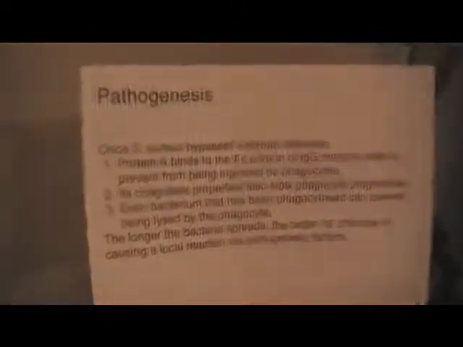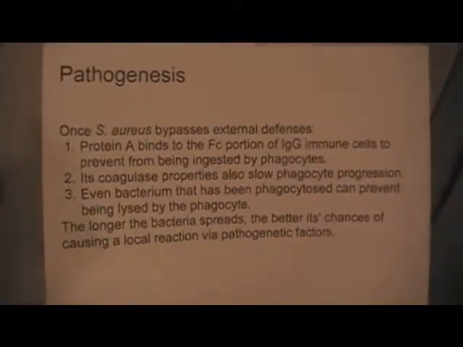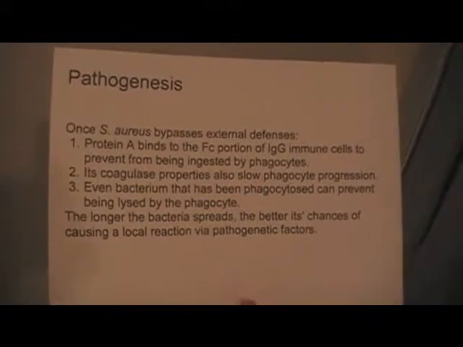Okay, so once the Staph aureus bypasses the external defenses, this is pretty much where the disease starts. So there's a portion of it called protein A, and it binds to the Fc portion of its IgG, which is an immune cell, like it shows over here. And by doing that, it prevents it from being ingested by phagocytes. So what a phagocyte does is normally it'll ingest a bacteria, and it'll show a part of the bacteria. So when an immune cell attaches to it, it'll know what it's looking for. And it's about as simple as I can make it for you.